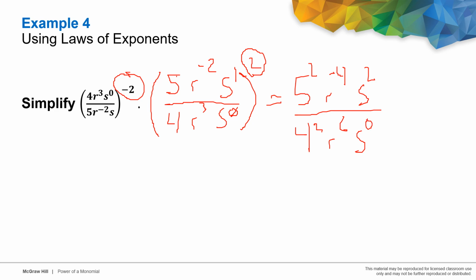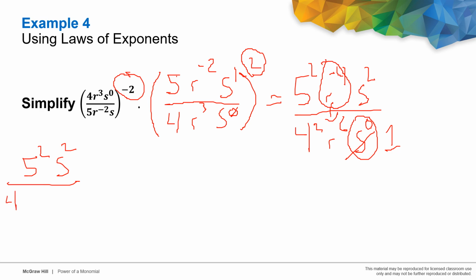We are not even close to done. Our 0 power rule is going to make sure this goes to 1, right? Our negative exponent rule causes us to bring this down. Now let's rewrite before we get too much going on. 5 squared, s squared, all over 4 squared, r to the 4th times r to the 6th. And that s went to 1, so we don't need to write it again. It goes away.